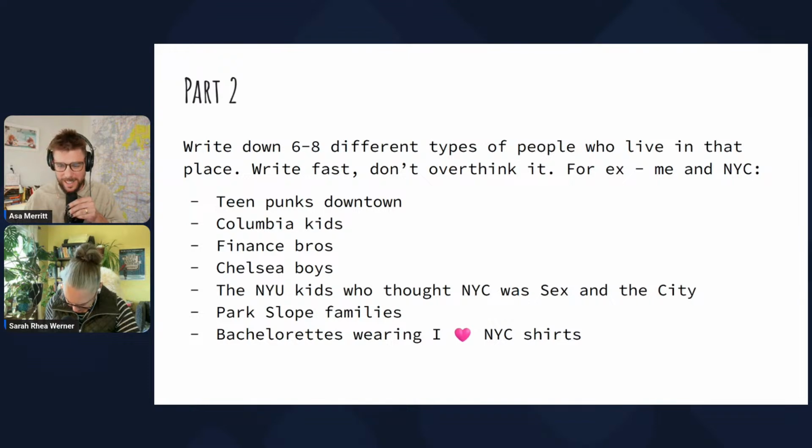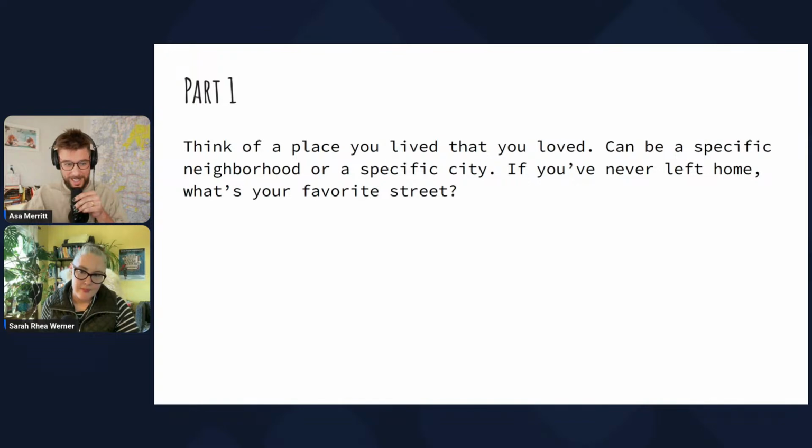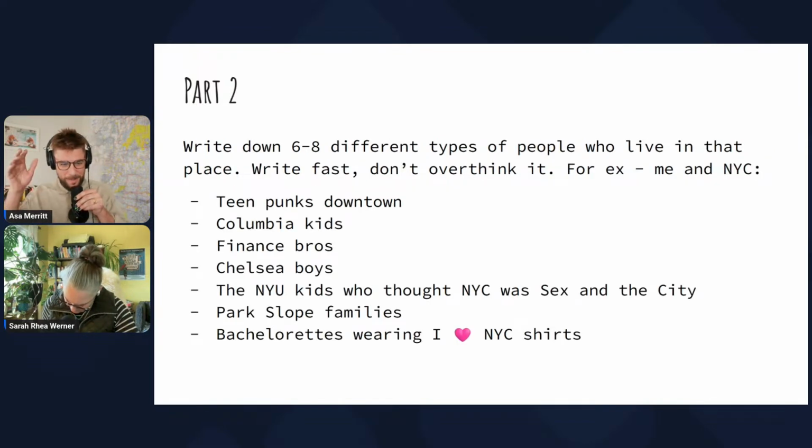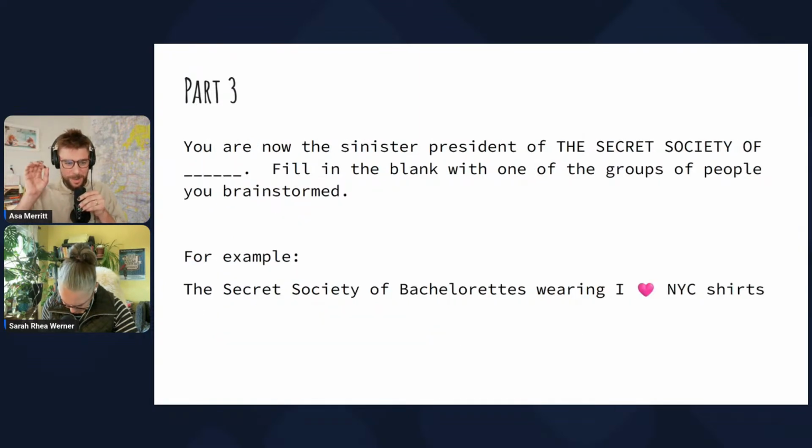I am so excited about everyone's list. Here we go. Next part of the exercise. If you're just joining us briefly, we are writing horror stories today with a prompt. If you missed part one, choose a place that you live that you love. Part two, 6 to 8 different types of people who live in that place. Part three, here we go. You are now the sinister president of the secret society of blank. Fill in the blank with one of the groups of people you brainstormed.